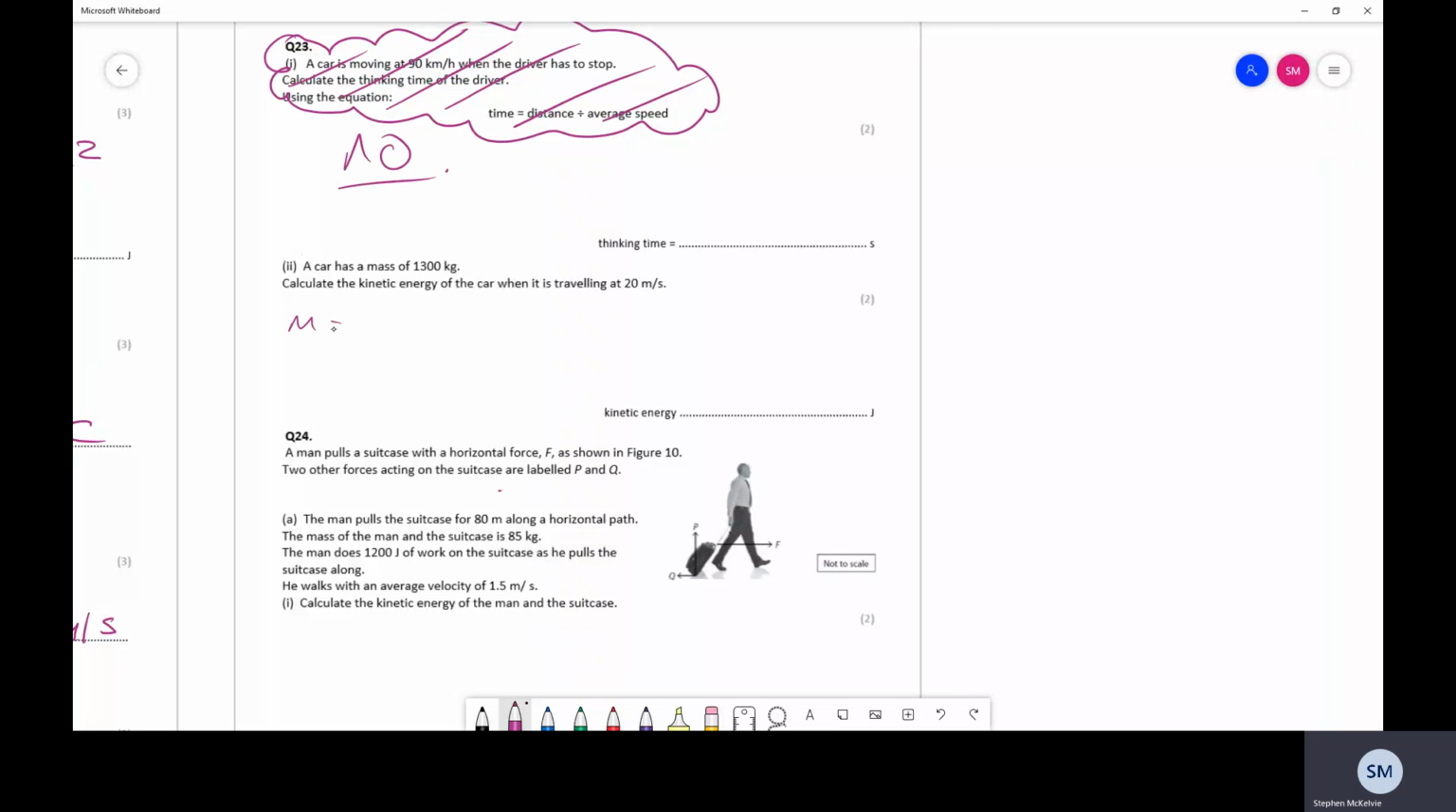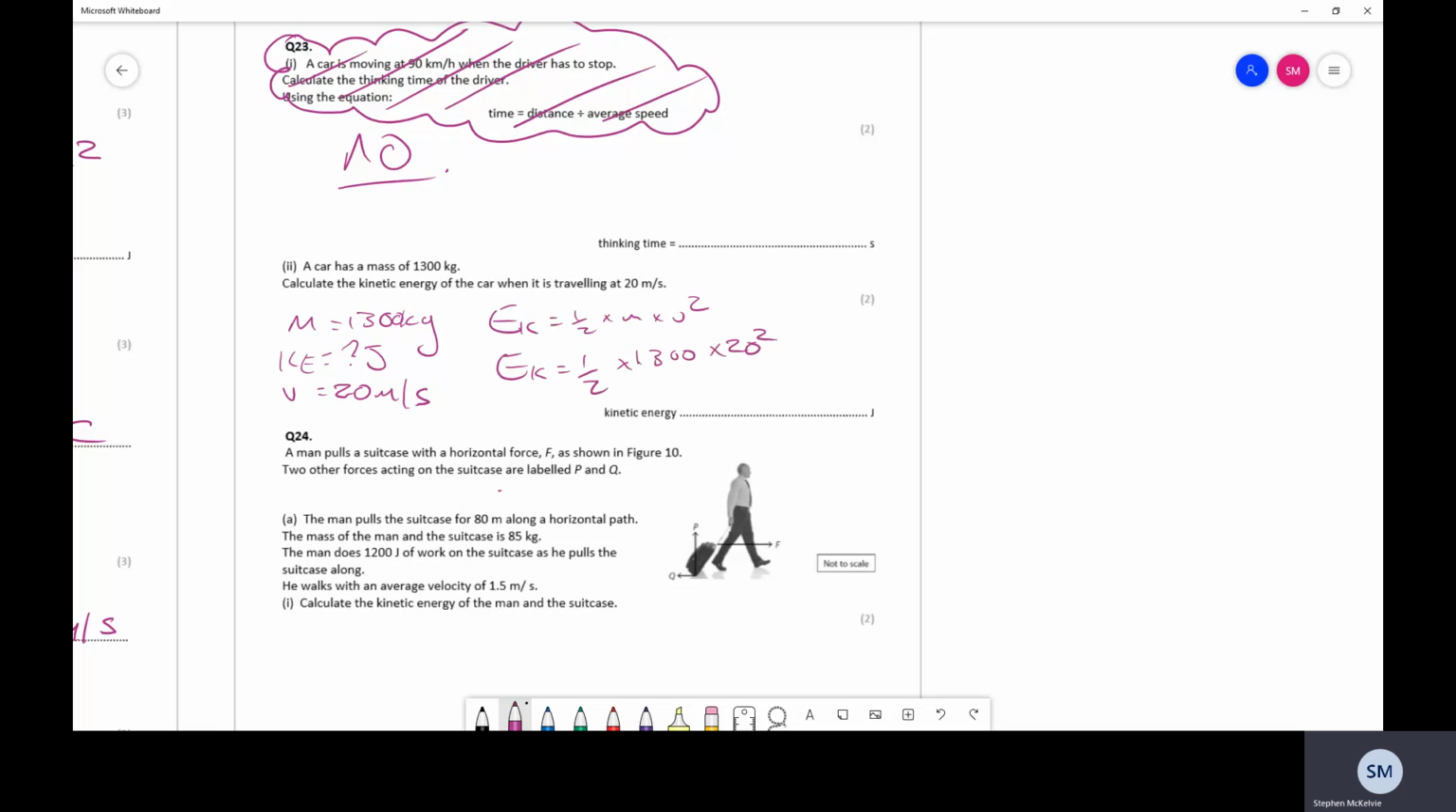Car has a mass of 1,300 kilograms. Calculate the kinetic energy of the car in joules when it is traveling at a velocity of 20 meters per second. Right, we're going to do the same thing. We're going to write down our equation. EK equals 1/2 times m times v squared. Put in our substituted numbers, 1/2 times 1,300 times 20 squared.